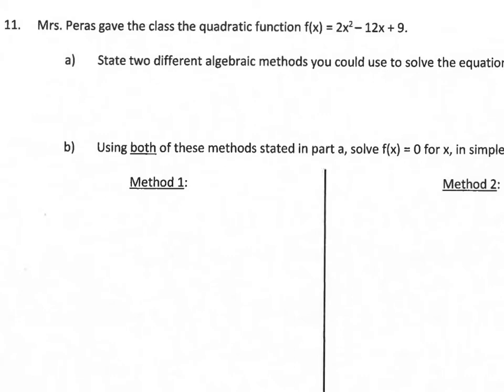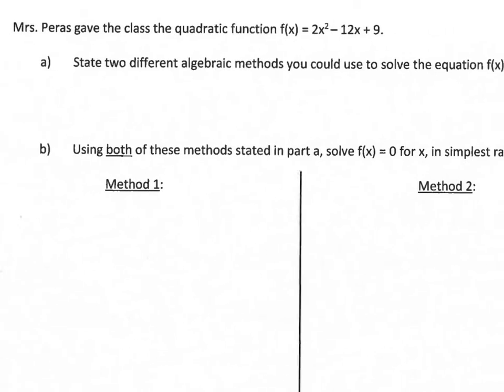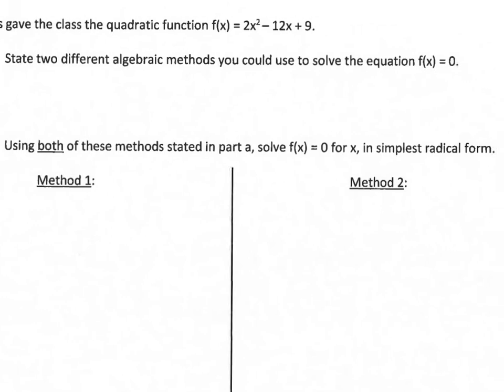Okay, number 12. Mrs. Paris gave her class the quadratic function f of x equals 2x squared minus 12x plus 9. All right, the question kind of got cut off here, but it says, state two different algebraic methods you could use to solve the equation f of x equals 0. Okay, so f of x equals 0. Basically, they want to know, when does f of x equal 0?